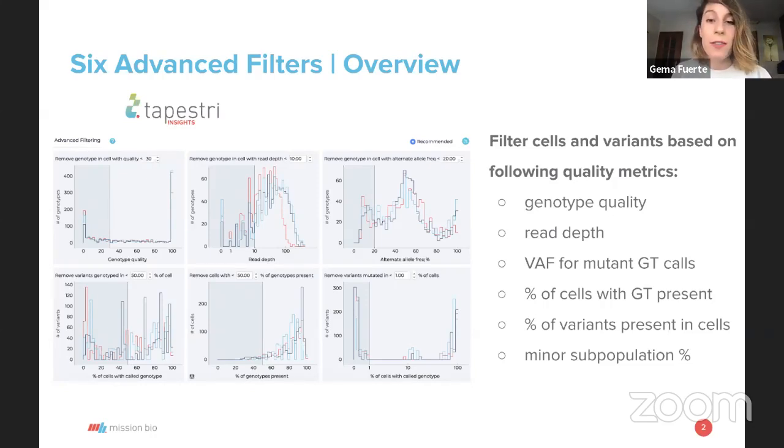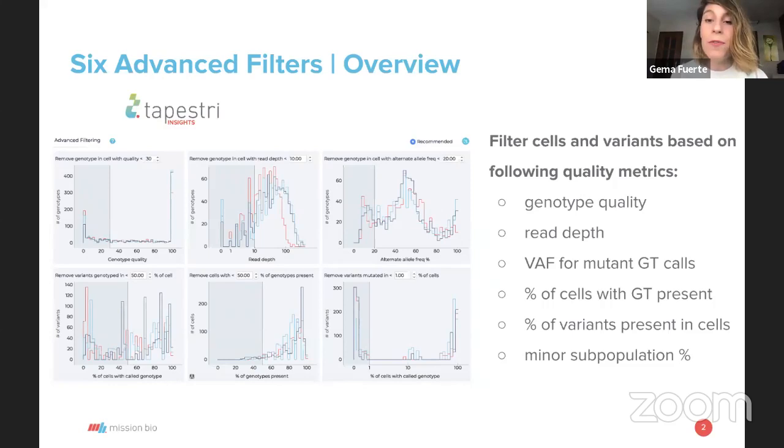So what are these filters? These filters allow you to filter variants based on the following quality metrics. So you can filter on genotype quality, you can filter on read depth, you can filter on alternative allele frequency or mutant BAF. You can filter or remove variants genotyped in X percentage of the cells. You can also remove cells with X percentage of the variants present. And you can also change the percentage of variants that are mutated in your samples. So we are going to go through them one by one. And feel free to interrupt me if there are any questions.